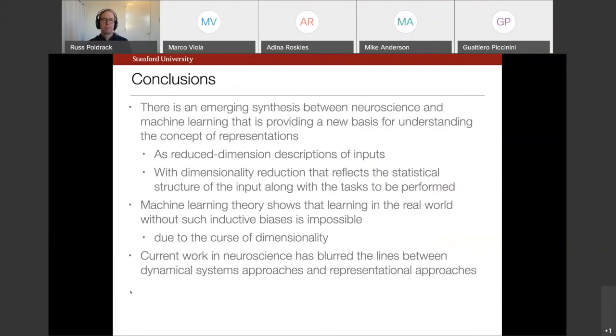So just to wrap up, I hope I've convinced you that there's a really interesting synthesis that's emerging between neuroscience and machine learning that gives us a way to think about what representations do in terms of dimensionality reduction that reflects the statistical structure of the input, reflecting among other things the physics of the world, along with the tasks that are being performed. And the argument from machine learning theory basically shows us that without these types of representations, without this type of dimensionality reduction, these inductive biases, basically any kind of intelligent behavior is simply impossible. And finally, that current work in neuroscience is really starting to blur the line between representational and dynamical systems approaches.